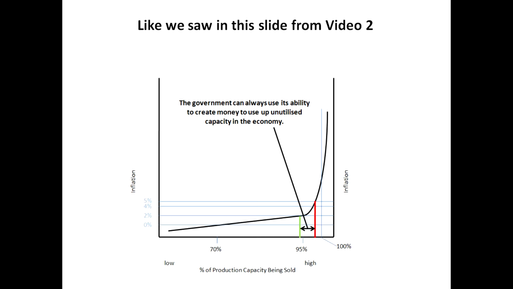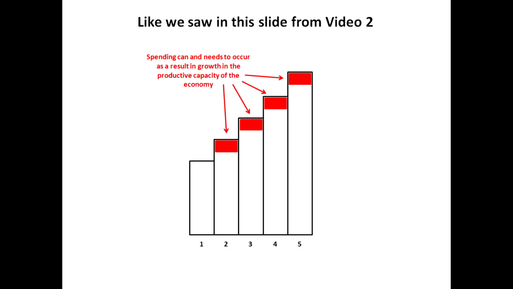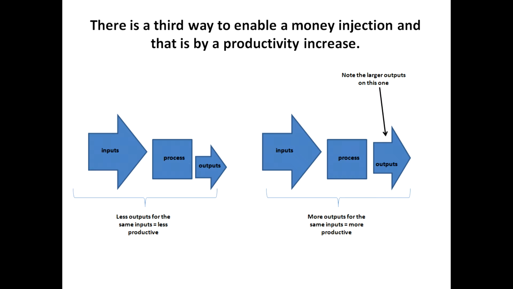They are when the economy has a utilisation gap and when it has expanded productive capacity. These situations are pretty cool because they allow new money created spending to be done, so no tax required. There's a third situation that allows this money injection, and that's the one we'll talk about today. It's when there's a productivity increase in the economy.